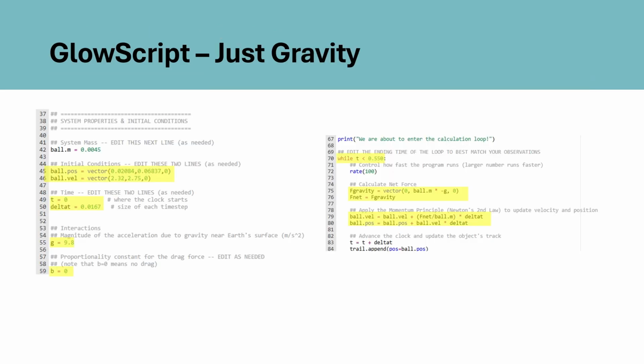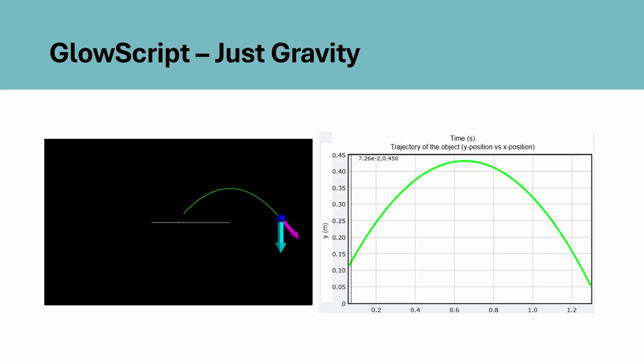For our predicted model without drag, we set our initial conditions. The drag constant is 0 for this case, and F net is only gravity. We also added position and velocity formulas to see how far the ball has landed. You can see these changes in the highlighted areas. As you can see, the blue arrow is gravity, the purple arrow is velocity, and our trajectory is a parabola.